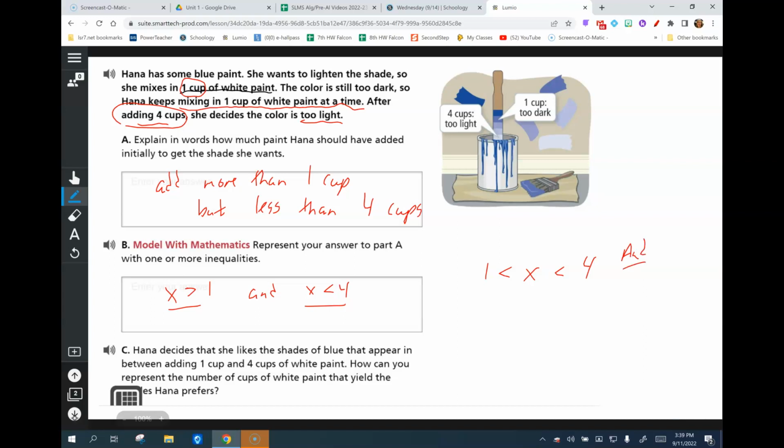Hannah decides she likes the shades of blue that appear between adding 1 and 4 cups of paint. How can you represent the number of cups of white paint that yield the colors that Hannah prefers? So we just did that right up here. This is what it's asking for. We wanted to make 1 inequality instead of writing it as 2 different ones. And so that's what it would look like.